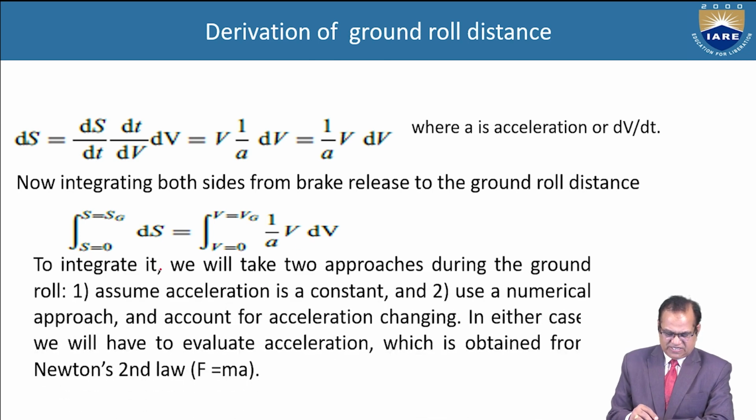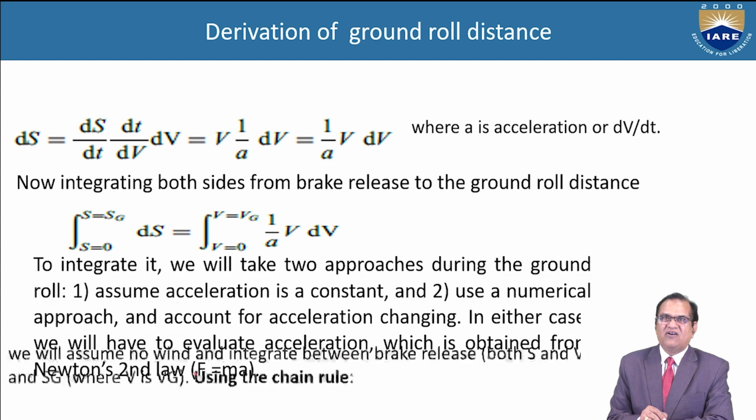To integrate it, we will take two approaches during the ground roll. One, assume acceleration is constant, and two, use a numerical approach and account for acceleration changing. In either case, we will have to evaluate acceleration, which is obtained from Newton's second law of motion.